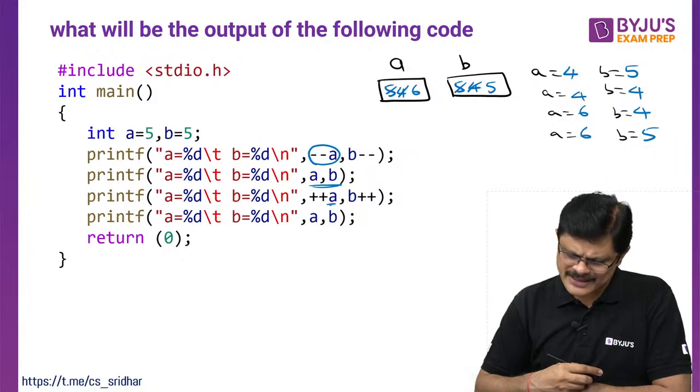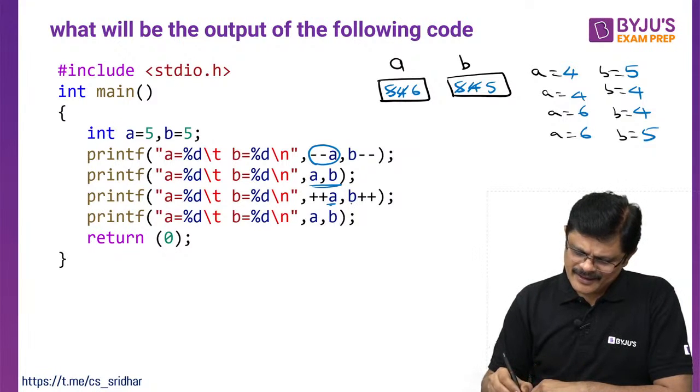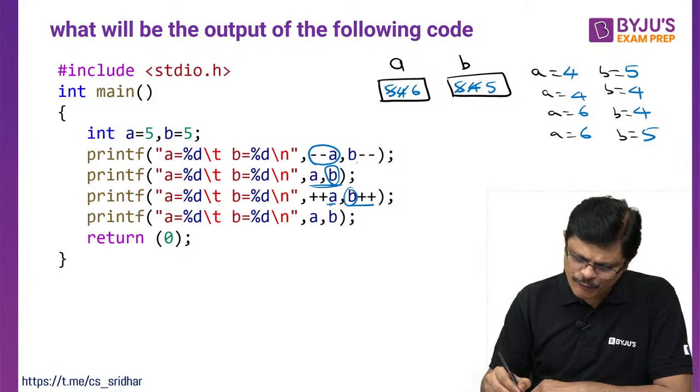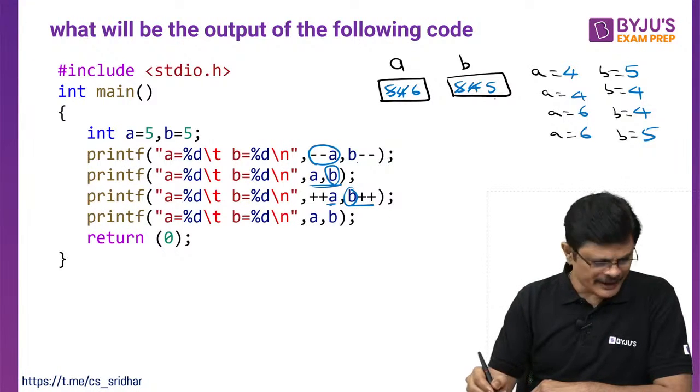How B is 4 in the second? Here, see, it is already decremented, now 4. So 5 is decremented to 4. Now here 4, here also 4 is printed. Then it is incremented to 5. Okay?